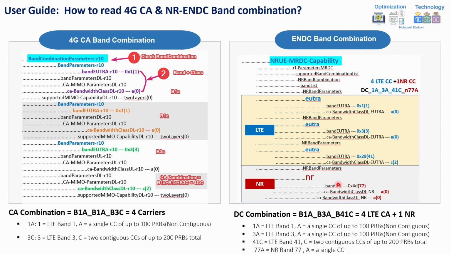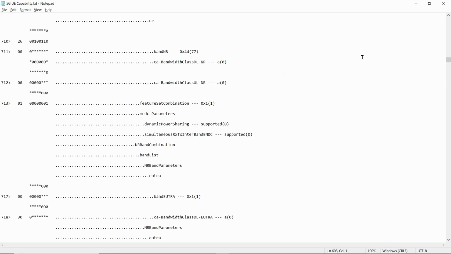In the 5G side, you will find NR band parameters. Under this one, you'll find NR, and here it's showing N77 and showing the band class for downlink is A. This means one carrier with maximum bandwidth of 100 megahertz. So at the end, this means you will have four carriers at the 4G side and one carrier on the NR side. And here is the explanation for each of those, which has already been presented in the previous table. So I will be covering more examples.